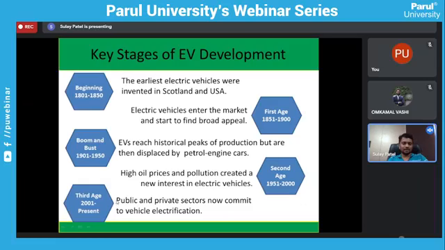And after that, in the third age, 2001 to the present, the public and private sectors are now committed to vehicle electrification, because as you know, petrol and diesel prices have reached nearly 100 rupees, and the pollution created by petrol and diesel vehicles is also high. So this is the present scenario, that the public and private sectors are now committed to vehicle electrification.